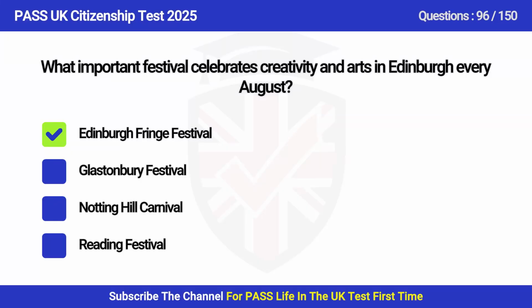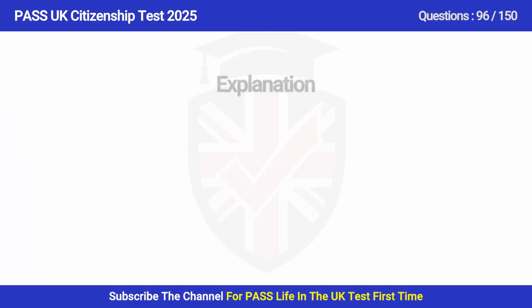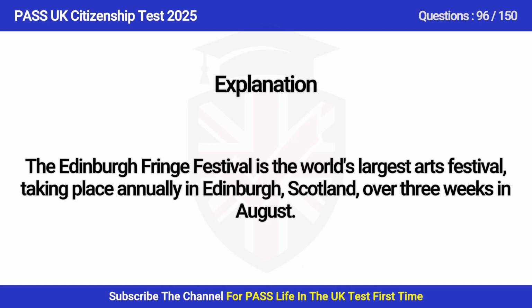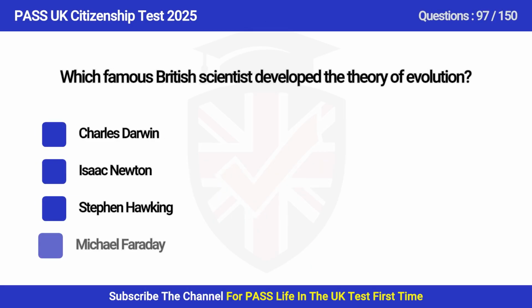The answer is A. Edinburgh Fringe Festival. The Edinburgh Fringe Festival is the world's largest arts festival, taking place annually in Edinburgh, Scotland, over 3 weeks in August. Question 97. Which famous British scientist developed the theory of evolution? A. Charles Darwin. B. Isaac Newton. C. Stephen Hawking. D. Michael Faraday.